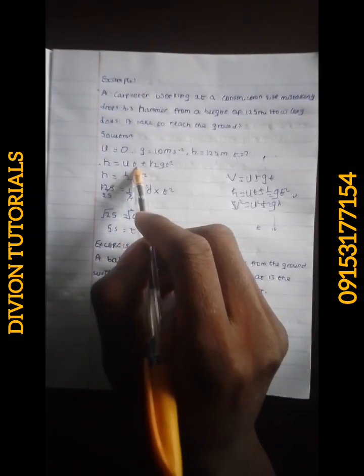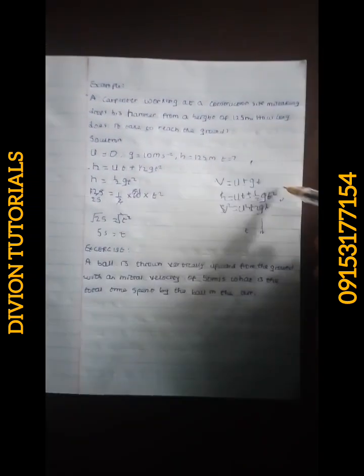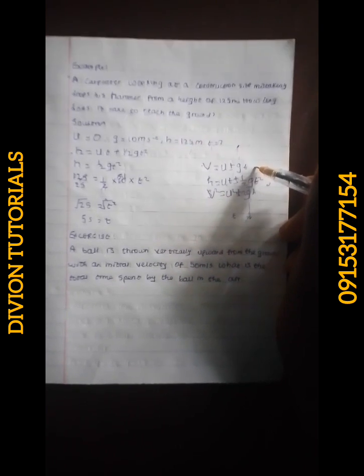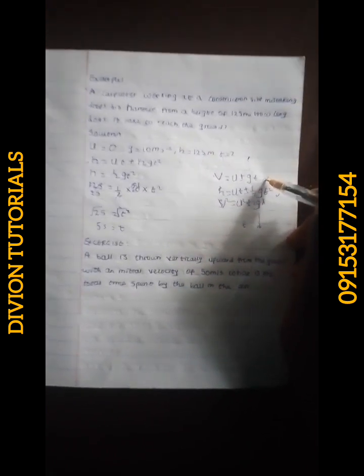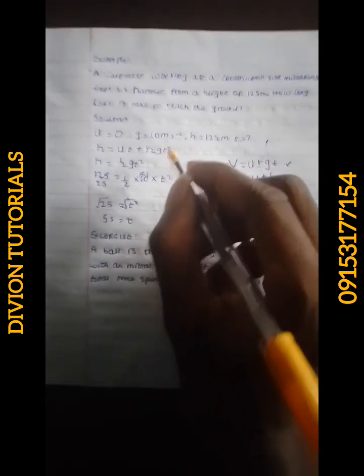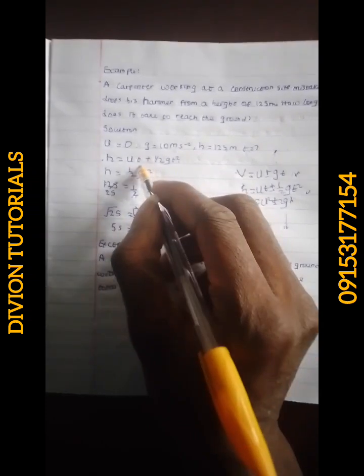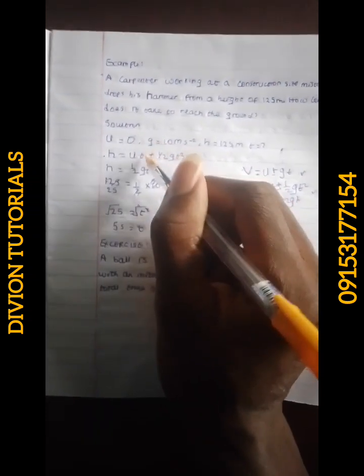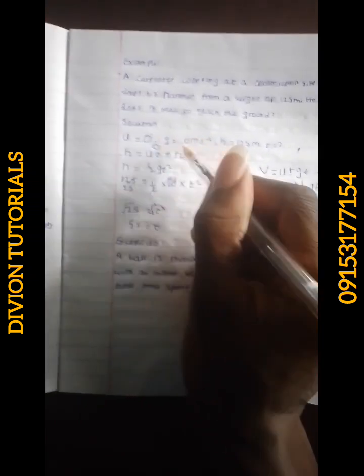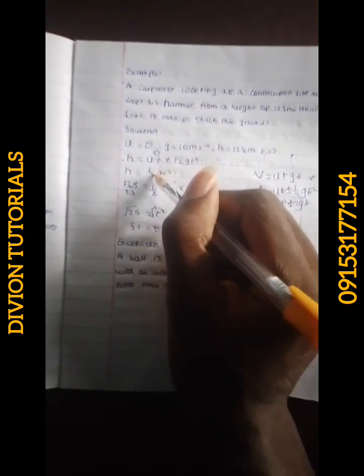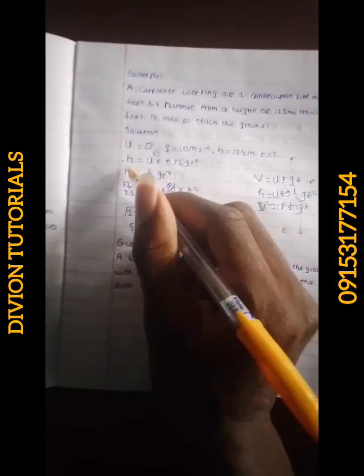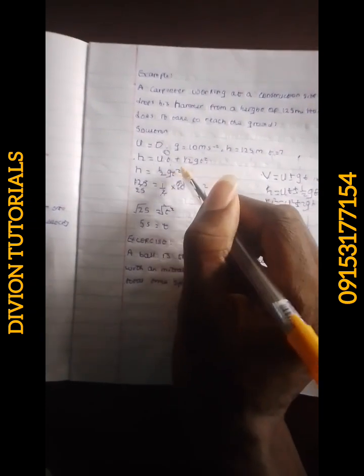So h equals ut plus half gt square. How are you going to know this formula? You are going to learn it and use it to solve many questions. The more questions you solve, the more you remember the formula. h equals ut plus half gt square. What is u? 0. 0 times t is 0. 0 plus half gt square will still give you half gt square. So we are now going to write h equals half gt square.